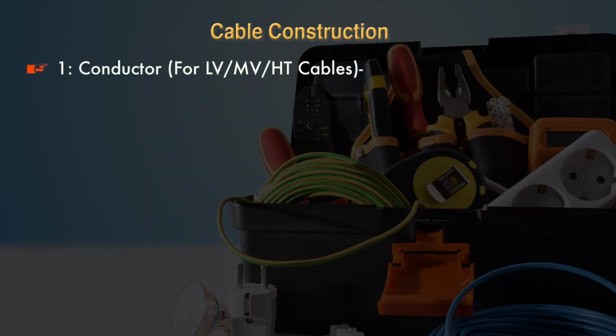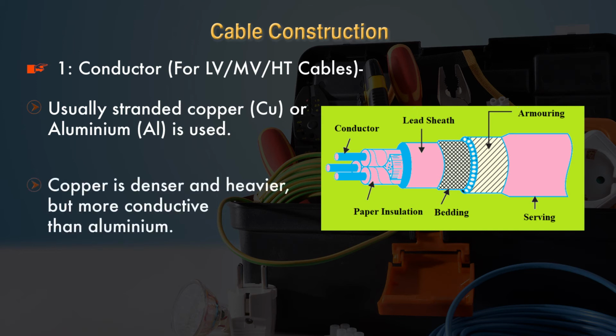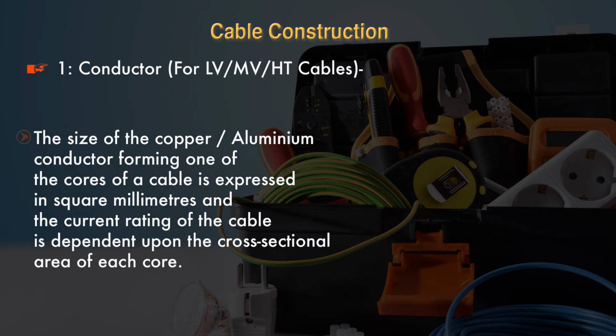So first of all we are going to discuss the conductor. Usually standard copper or aluminum is used as a conductor, and copper is denser and heavier but more conductive than aluminum. Electrically equivalent aluminum conductor has a cross-sectional area approximately 1.6 times larger than the copper but half the weight. The size of the copper or aluminum conductor forming one of the cores of a cable is expressed in square millimeter, and the current rating of the cable is dependent upon the cross-sectional area of each core.